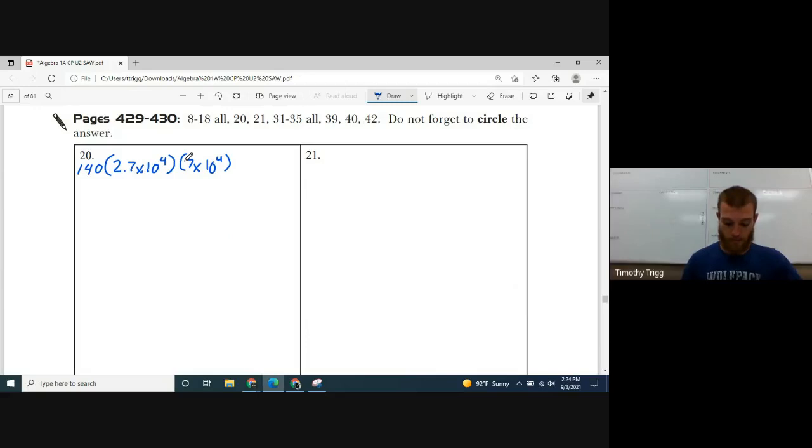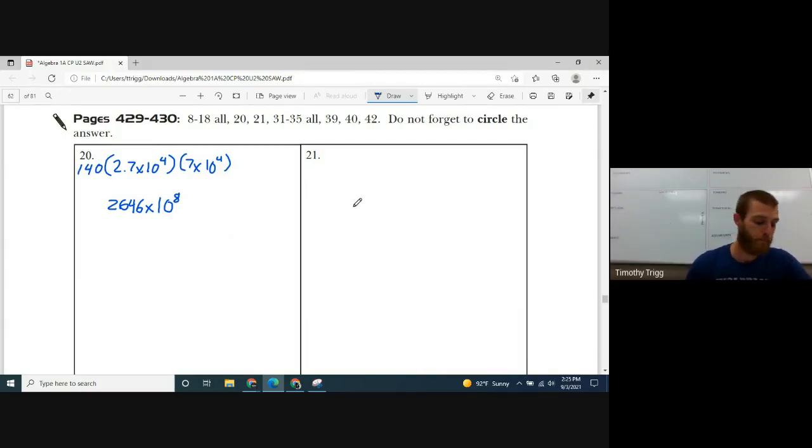So let's go ahead and do that. 140 times 2.7 times 7. So multiplying those coefficients, we get 2,646. And then we can say times 10 to the power of what? Well, notice these times 10s, they both have the same base 10. So we can add those powers together. To the power of 8. That's it.